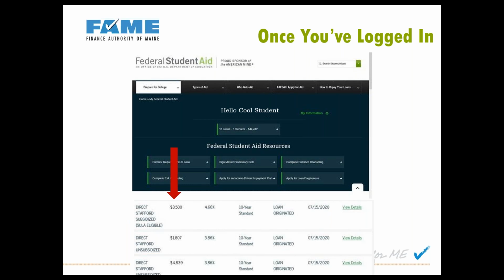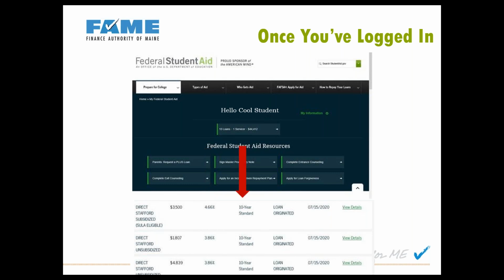Okay. And then on the loan, you can see the amount of loan you received for that payment period. You can see the interest rate for that particular loan. Just want to point out that interest rates change from year to year. The interest rate is determined by Congress. It's based on the 10-year Treasury note, so that's why one interest rate might be different from the other.